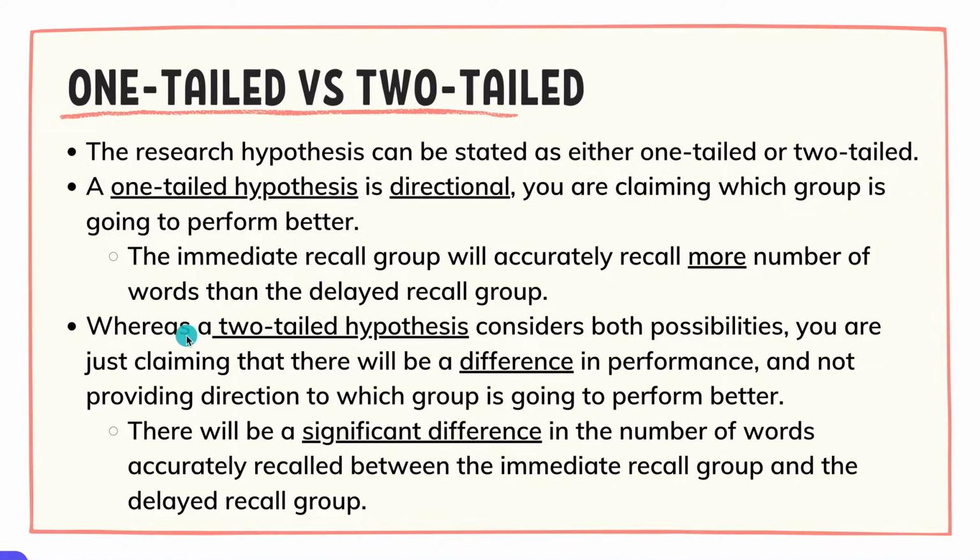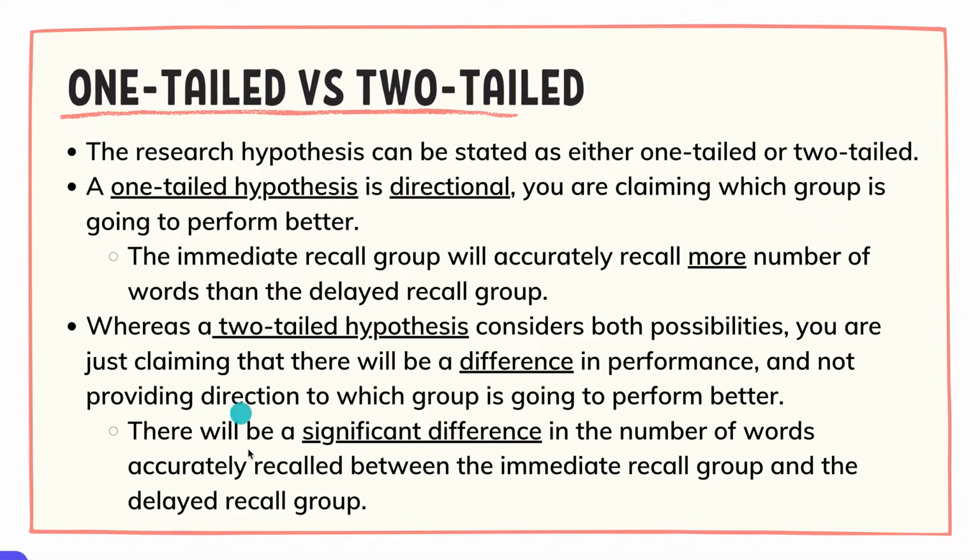On the other hand, we have a two-tailed hypothesis, which considers both possibilities, that the findings can go both ways. It is just claiming that there will be a difference in performance and not providing a direction in which group will perform better or which group will recall more words. It's just stating that there will be a difference. We don't know what kind of difference.